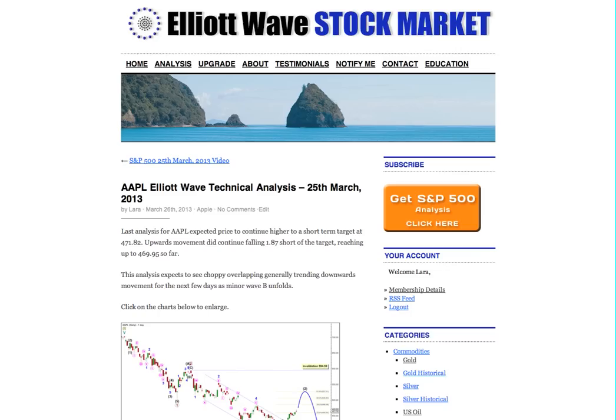So my last analysis expected a bit of upwards movement to 471.82. That's pretty close to what we got. Price fell 1.87 short of that target. I'm expecting we've had a short-term trend change, and we're now going to see choppy, overlapping, generally trending downwards movement, lots of choppy overlapping movement for a B wave, which should take probably a couple of weeks to unfold.